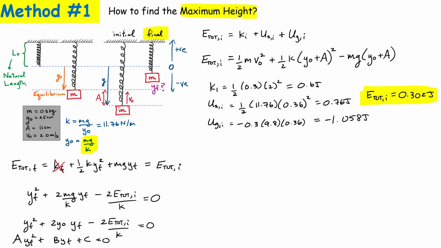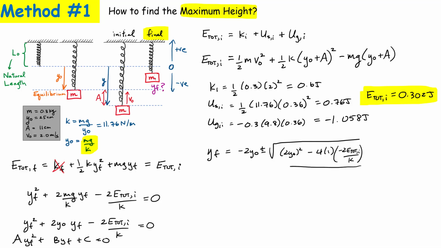All right, so now you write down the quadratic equation, a y_f squared plus b y_f plus c equals 0. And you can see now we could solve this right away. We can write down the solutions. So y final equals minus b, it's minus 2y0, plus or minus the square root of, again, 2y0 squared minus 4. A is 1 for this problem. And now c is this whole thing. C is minus 2 E total I divided by k. And all of this gets divided by 2a, 2 times 1.